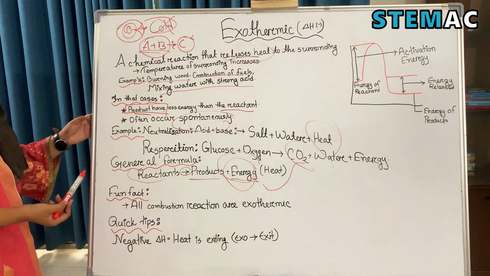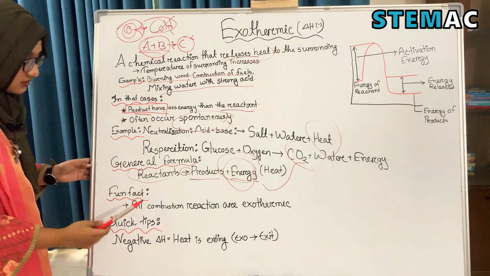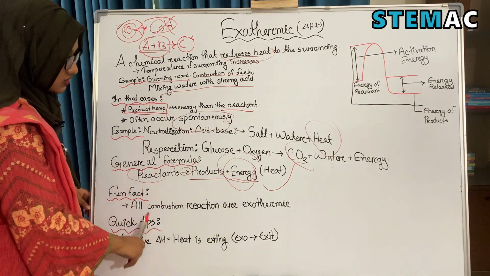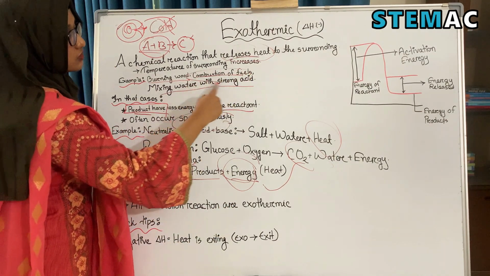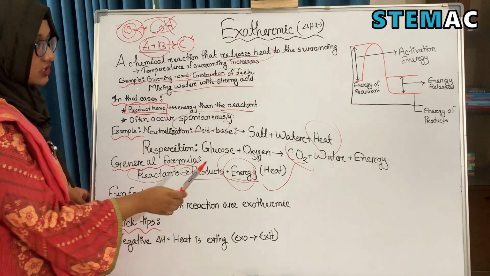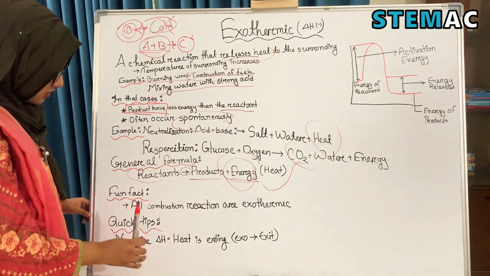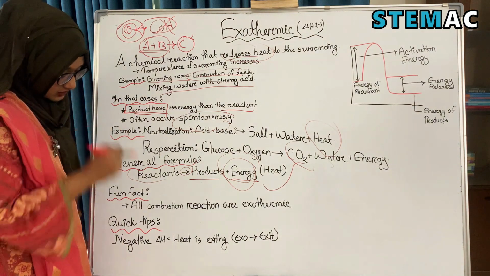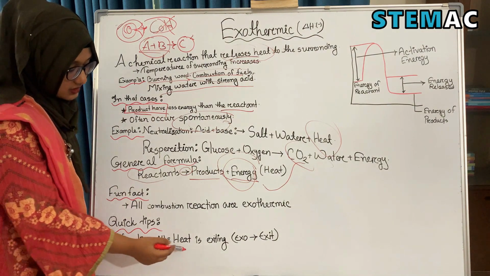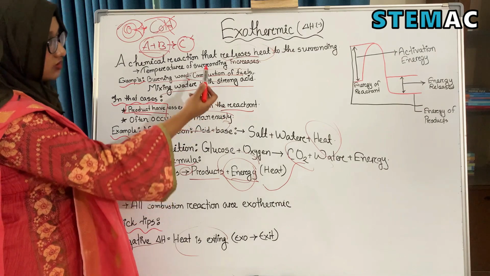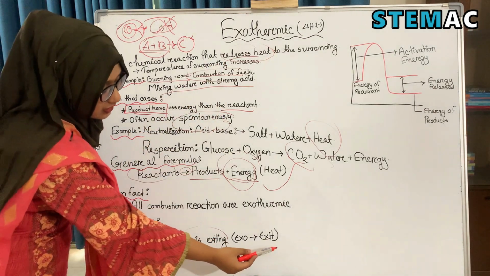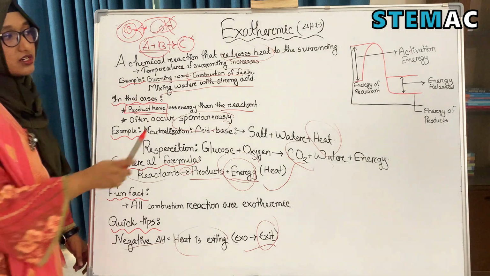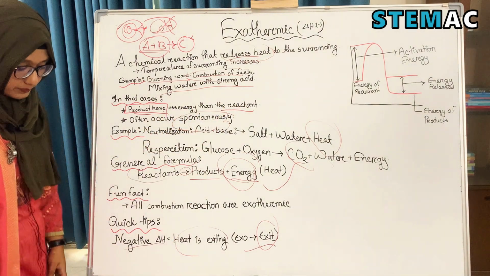So what is the fun fact about it? All combustion reactions, like the combustion of fuels we learned about, are exothermic reactions. Here's a quick tip: it's a negative ΔH, heat is exiting, as we learned that it is released, so you can remember it from exo to exit. Now we're going to learn about the graph.